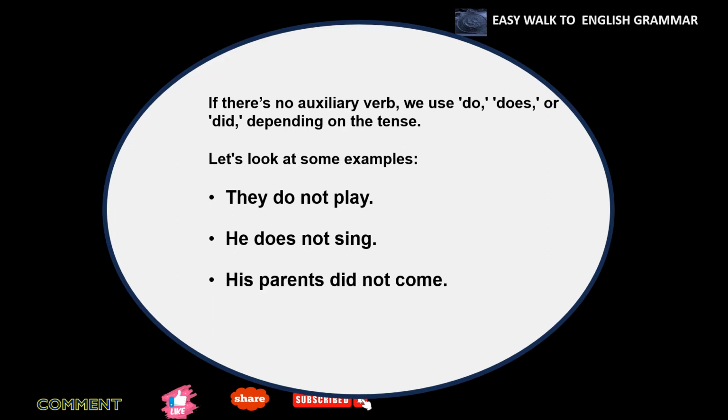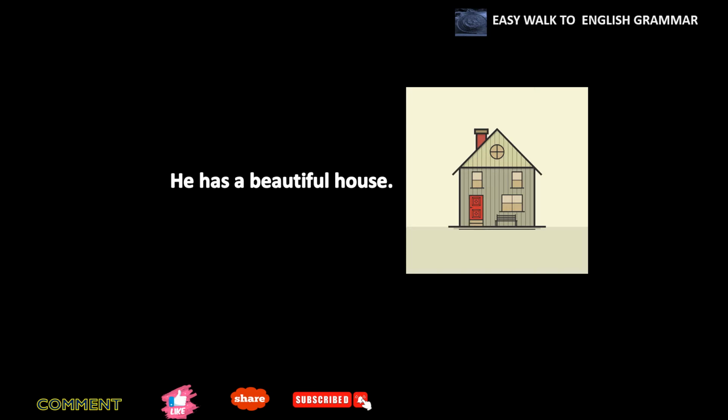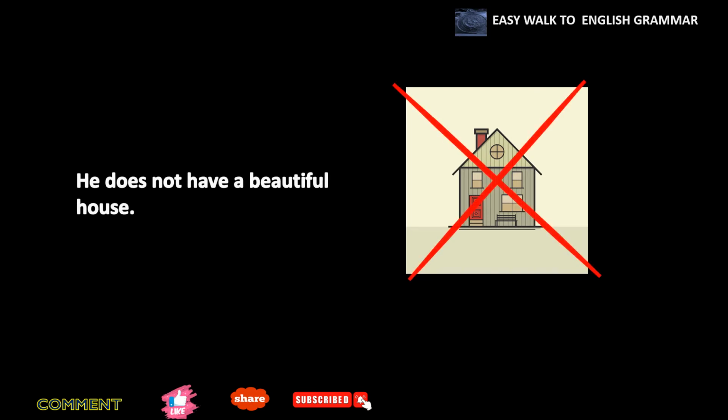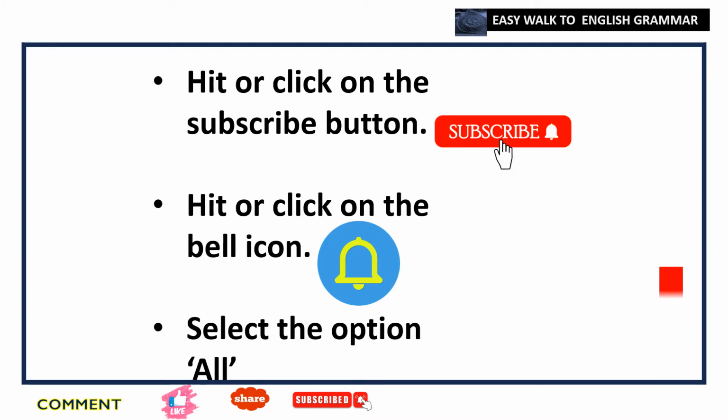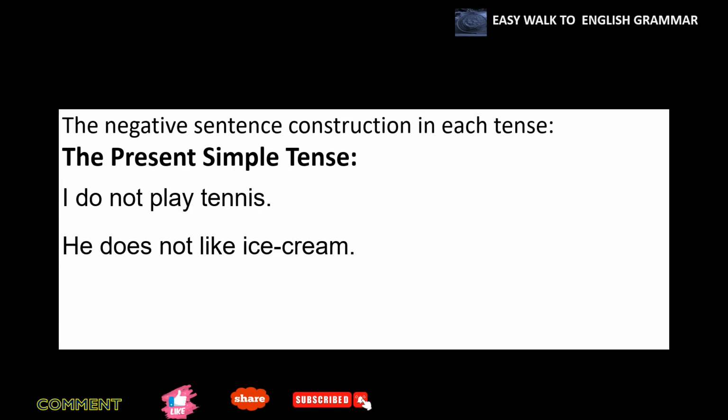Now, look at this. He has a beautiful house. This is a positive sentence. Here, you can see has functions as the main verb and there is no auxiliary verb. We need the auxiliary verb does to construct the negative statement of this. He does not have a beautiful house. Let's now check the negative sentence construction in each tense. The present simple tense. I do not play tennis. He does not like ice cream.